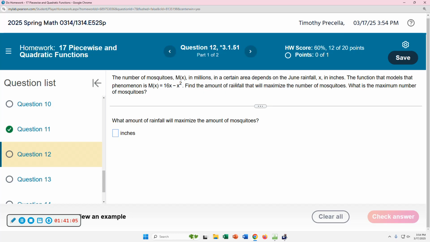The number of mosquitoes M of x in millions in a certain area depends on the June rainfall x in inches. The function that models that phenomenon is M of x equals 16x minus x squared.